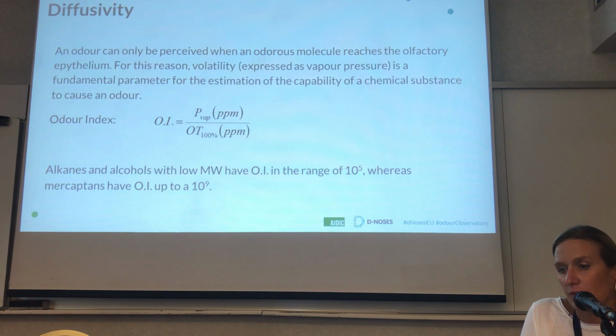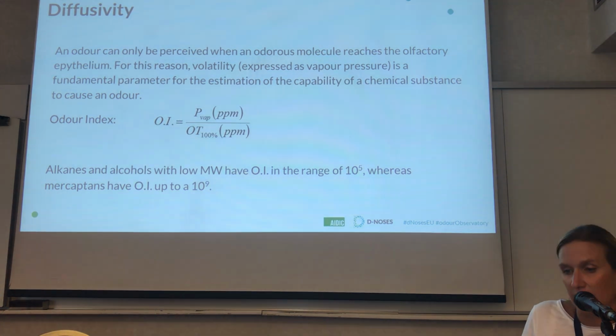What about diffusivity? Well, the concept of diffusivity is also important because, as we discussed briefly before about odor perception, to be perceived, an odorant molecule should be able to reach the human nose, otherwise it will not be perceived as an odor. So its volatility, its capability to volatilize in the air, is of course of crucial importance to make an odor perceivable. So it is possible to define what is called an odor index, which is the ratio between the vapor pressure, which is an index of the volatility of a molecule, and its odor threshold, to describe this parameter.